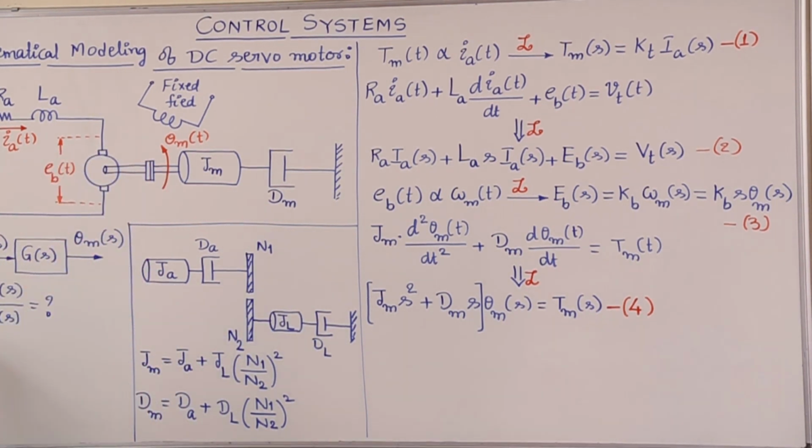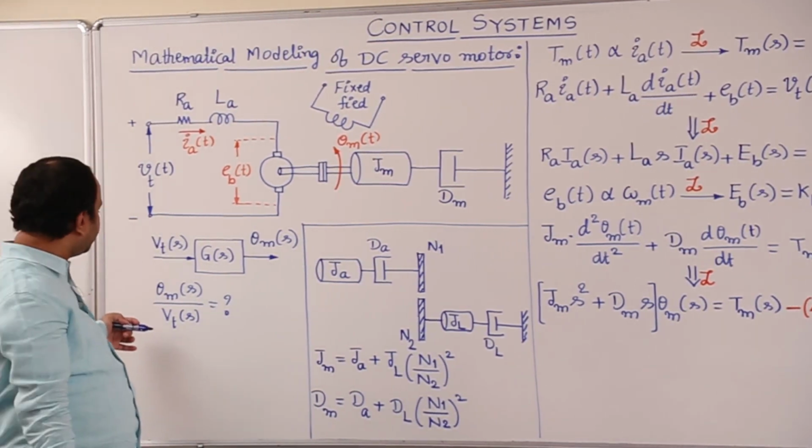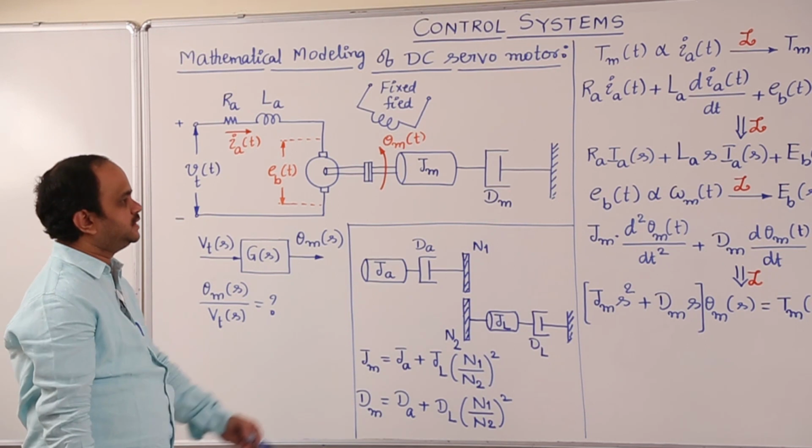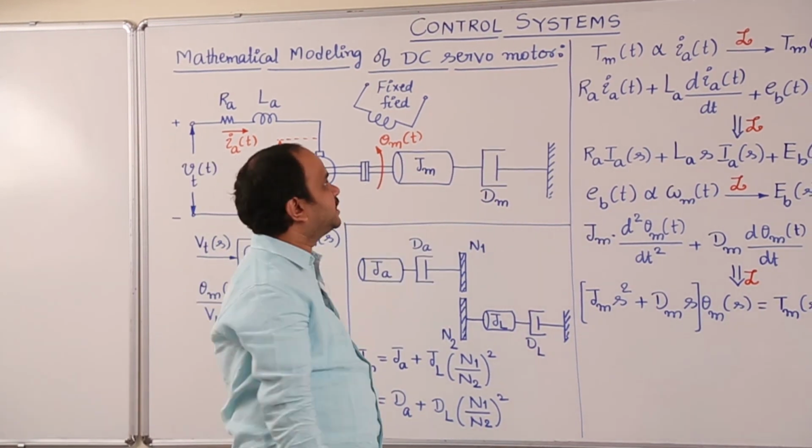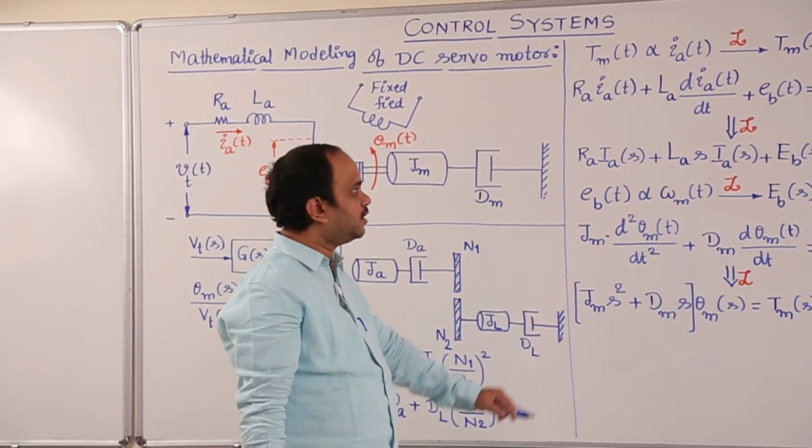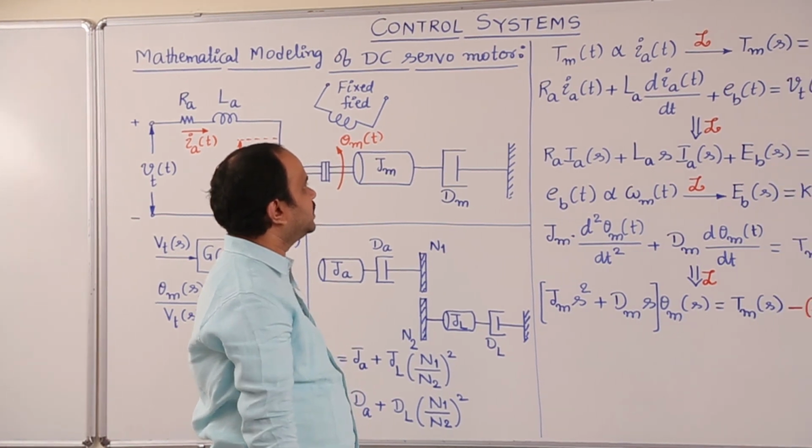Now let us combine all of these 4 equations, and finally what is the objective here? To get the expression for theta m divided by Vt of S. It is just a mathematical simplification or rearrangement of the terms.